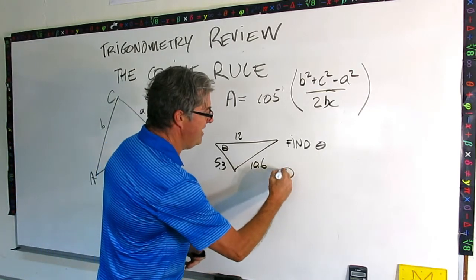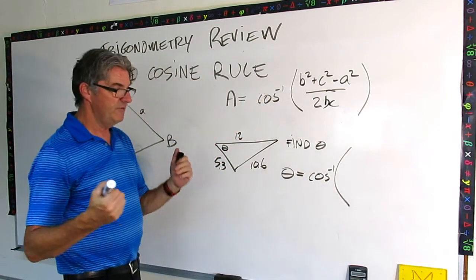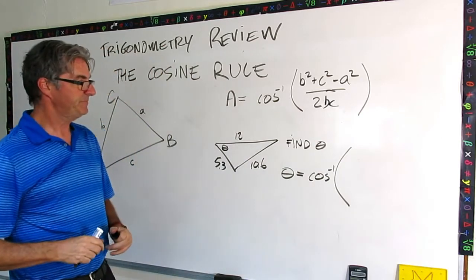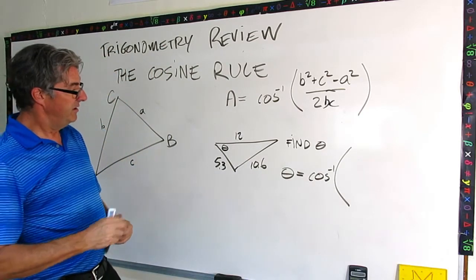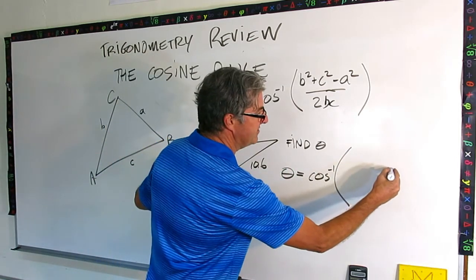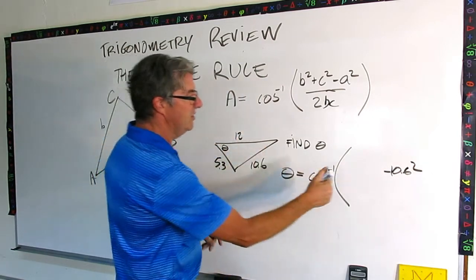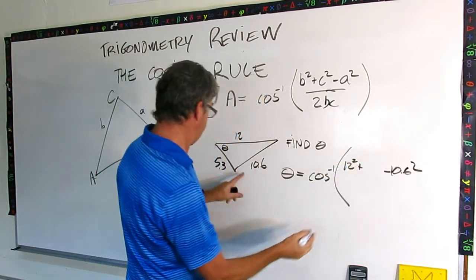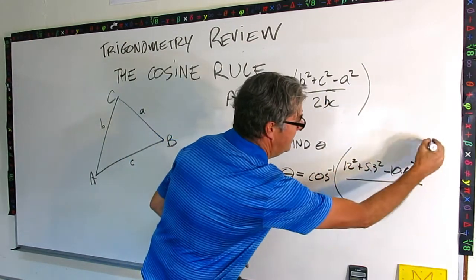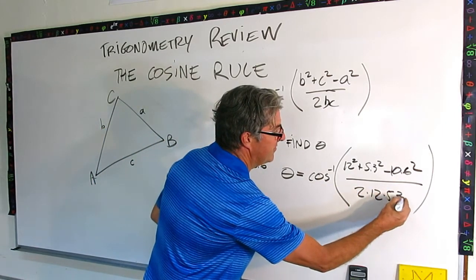We write theta equals the inverse cosine of, now if you're feeling bold, pause the video right now and see if you can get a correct plug-in step. Okay, so here's the side opposite of the angle. So that's going to be at the end. That's going to be minus 10.6 squared. The other two sides are going to come closer. That's going to be 12 squared plus 5.3 squared. So that's the top. And then the bottom is just going to be 2 times 12 times 5.3.